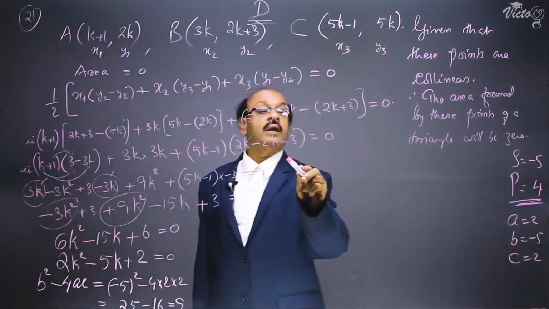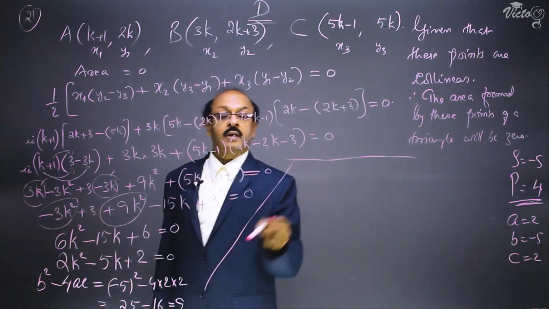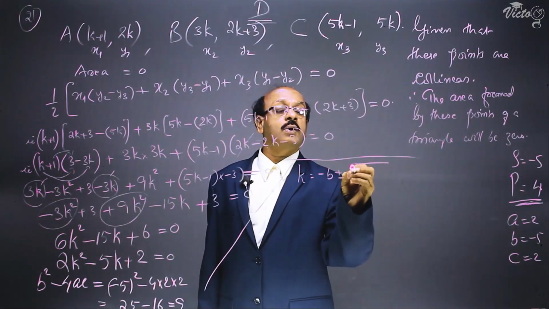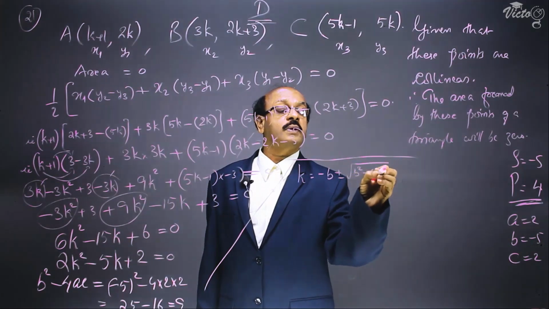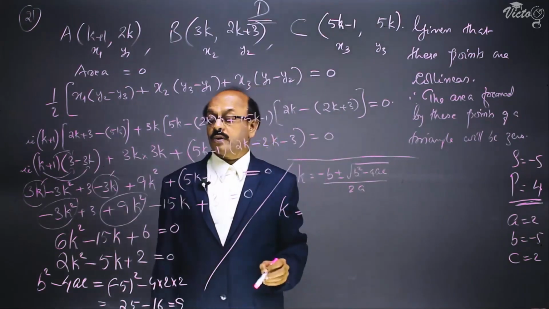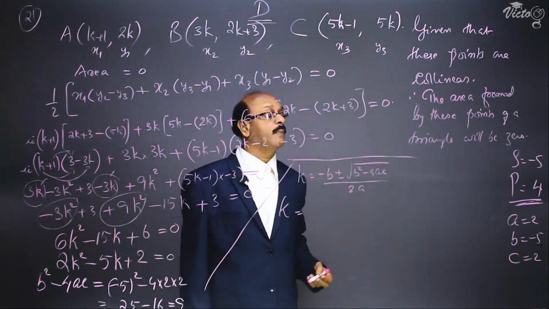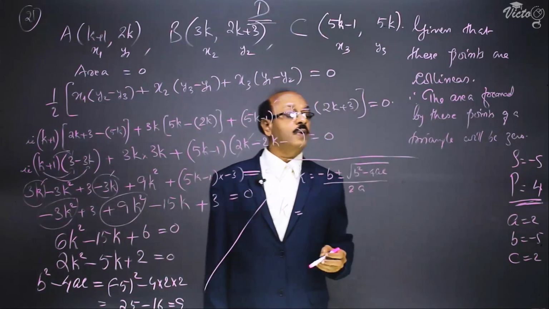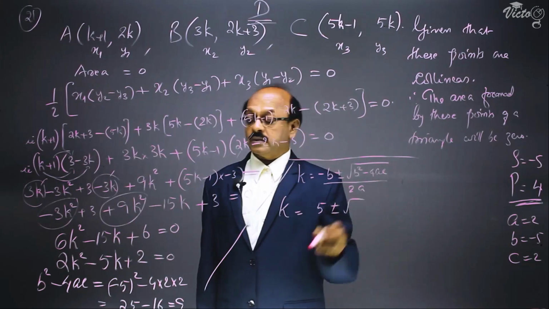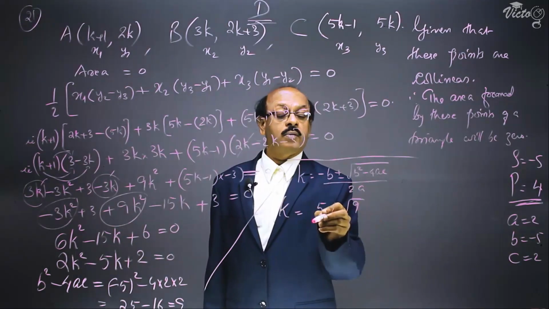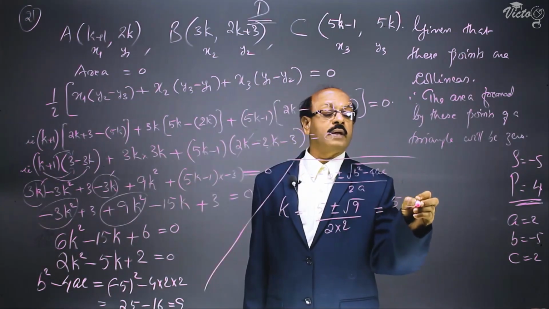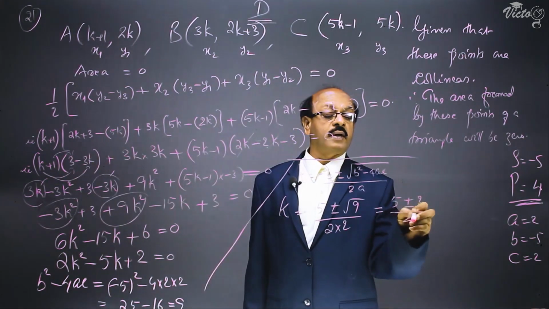Now we are finding the value of K. K is equal to minus B plus or minus root of B square minus 4AC the whole divided by 2A. The value of B itself is minus 5, therefore minus B is equal to plus 5, plus or minus root 9, the whole divided by 2 into 2. 5 plus or minus root 9, which is 3, divided by 4.